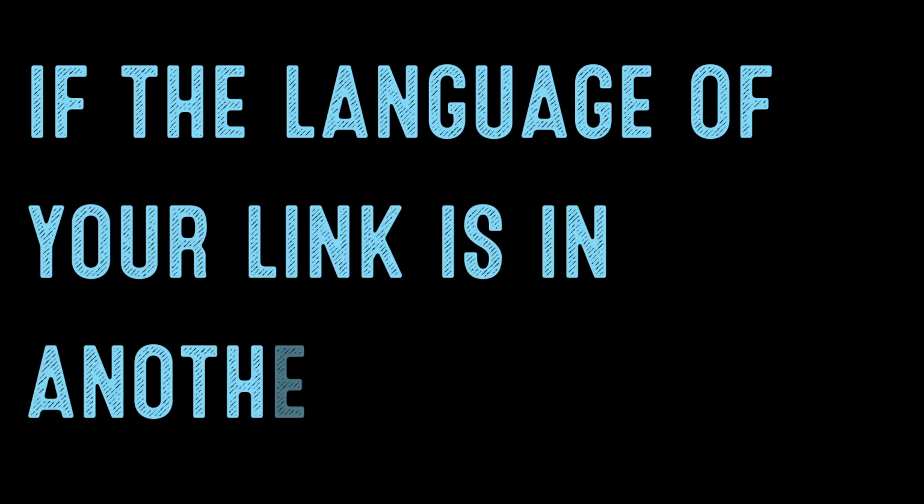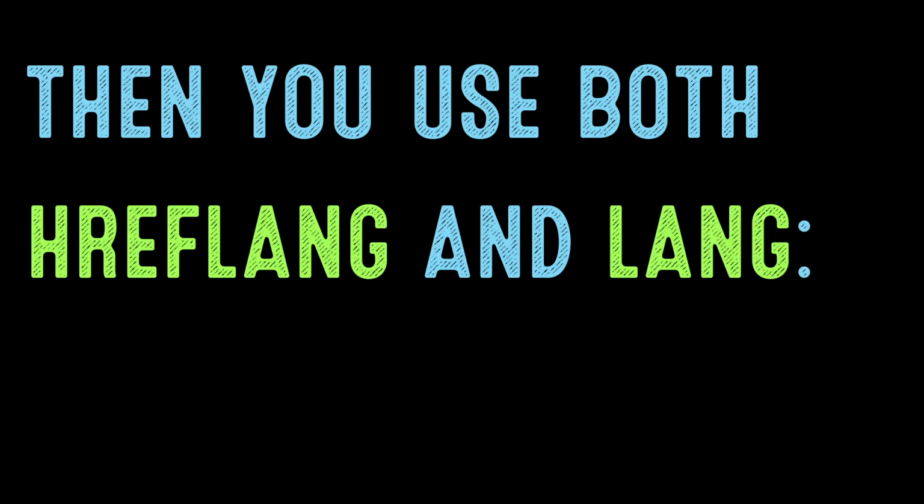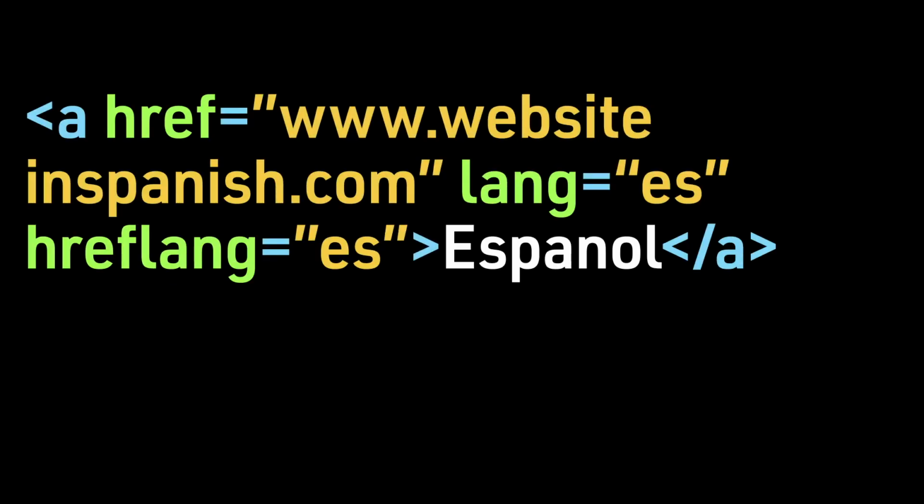If the language of your link is in another language, then you need to use both the hreflang and lang attribute. A opening tag, href equals "www.websiteinspanish.com" in quotation marks, lang equals "es" in quotation marks, hreflang equals "es" in quotation marks, Español, end link.